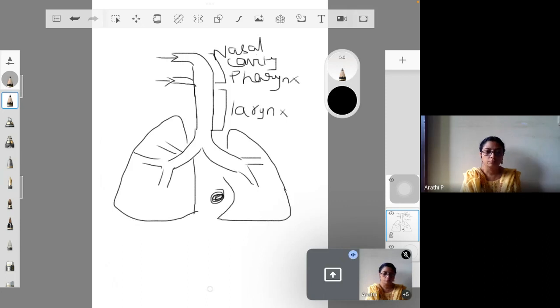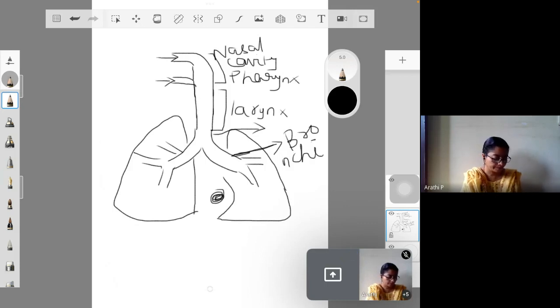Now, this particular thing is the trachea, and this is the bronchi. Why you have to know this is that we very often come across the term bronchitis. Bronchitis is when this bronchi is infected.